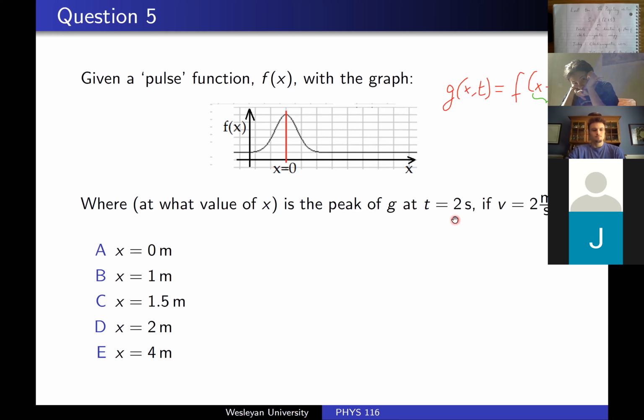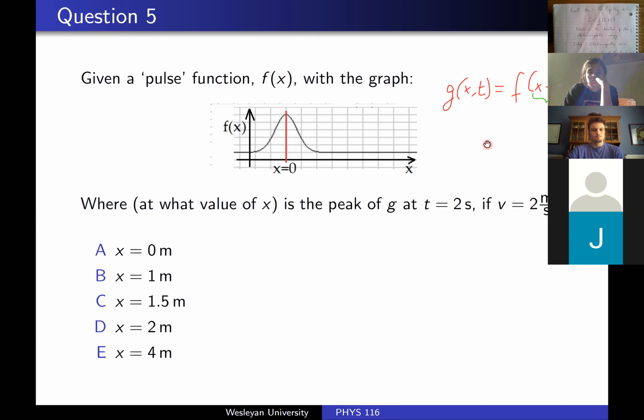So when t is equal to 2 seconds, and we're told that the speed of the wave is 2 meters per second, then vt gives us 4 meters. So we'll need x equals 4 to find the peak, because then we'll have 4 minus 4, and we'll get f of 0, which is where we know the peak is. As time increases, because v is a constant, x also has to increase. So this describes a wave that is traveling in the direction of increasing x.